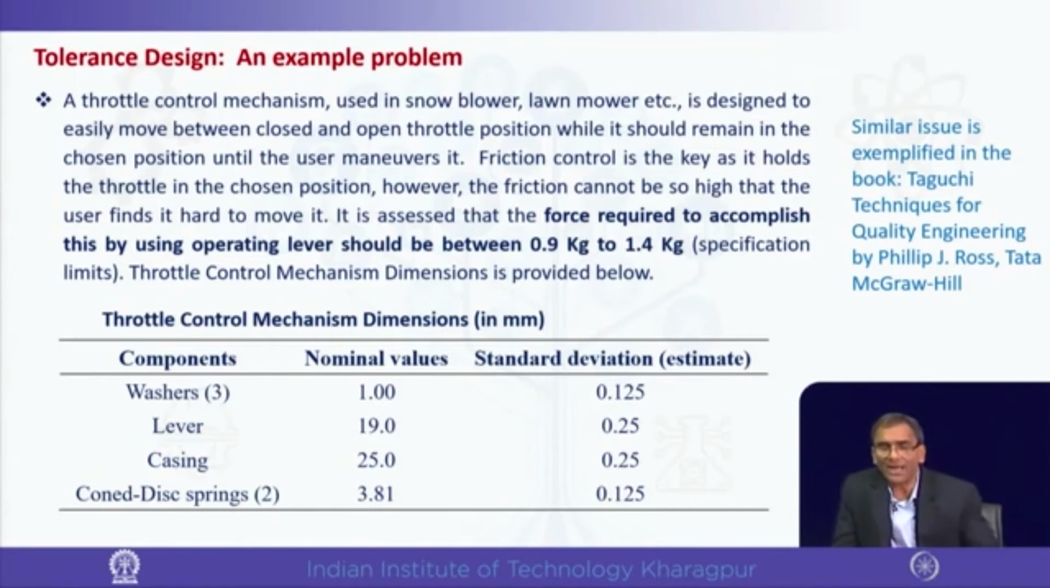So, here the range is 0.9 kg to 1.4 kg. Now, here you see it is driven by the standard deviation as I said. So, the nominal values to start with, as it was felt that the standard deviation would be 0.125 in case of the washers and cone disc spring. However, it should be 0.25 for the other two, the lever and the casing. We will see if we choose this whether it satisfies the purpose.